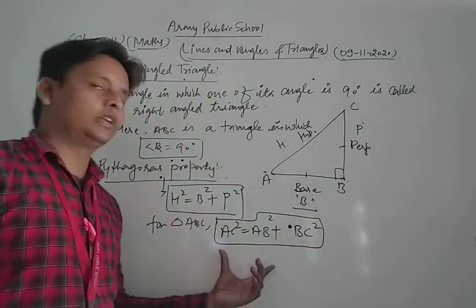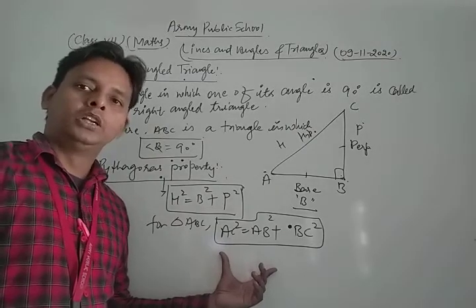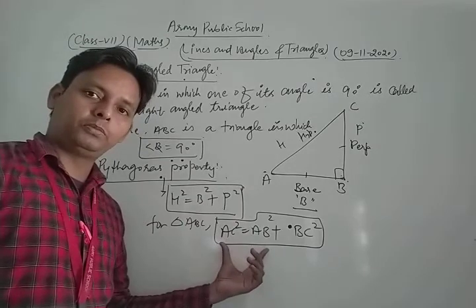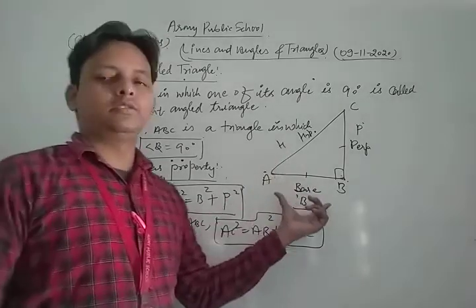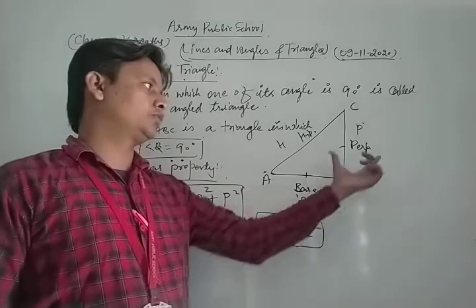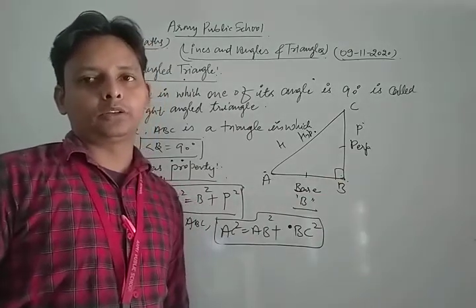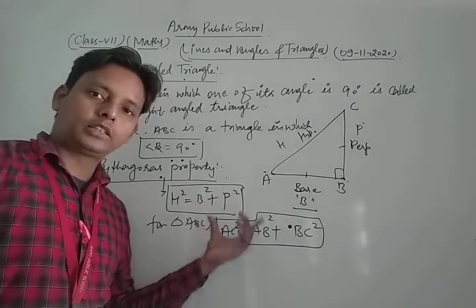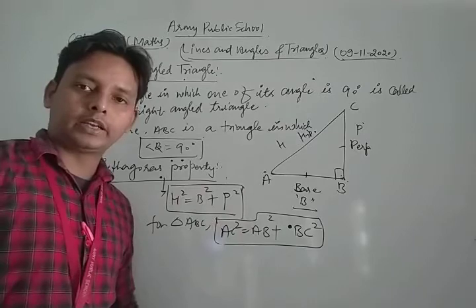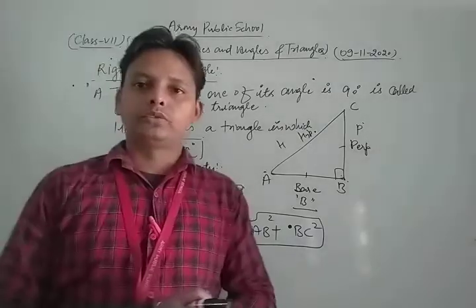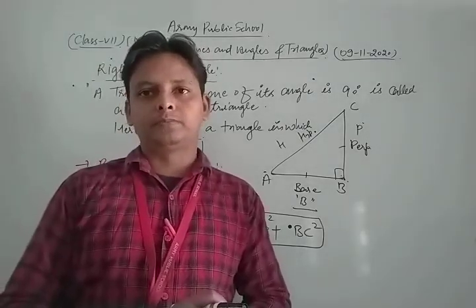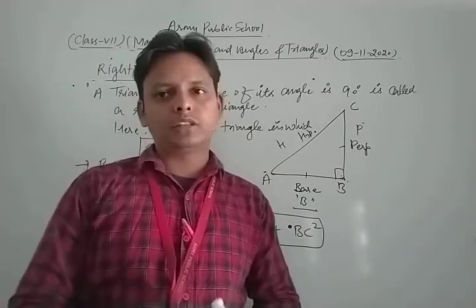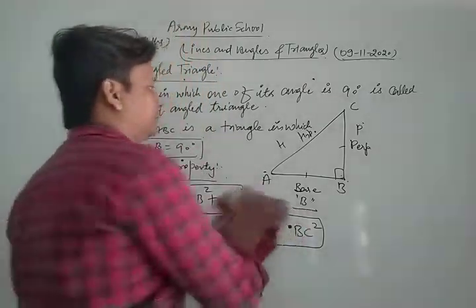Thus, friends, in this way you can solve. Please remember that relationship: the hypotenuse square is always equal to the sum of the squares of its base and its perpendicular. And if you first clear the concept of the right angle triangle, after that you can solve each and every question of your NCERT exercise based on that property. Now we take and solve some important questions of your NCERT exercise based on the Pythagoras property. Let's see.